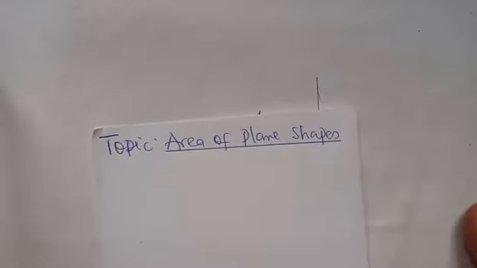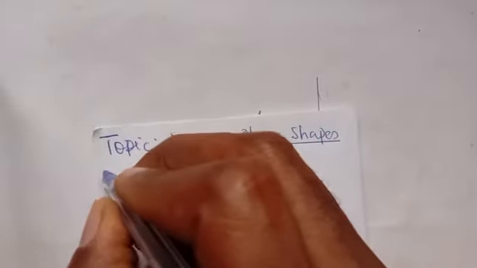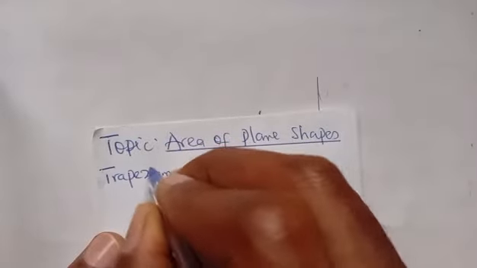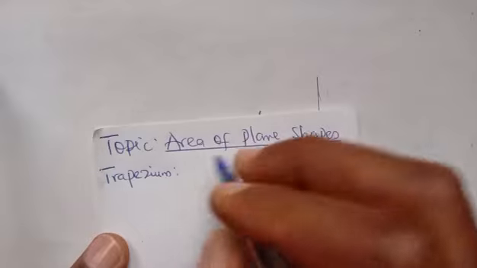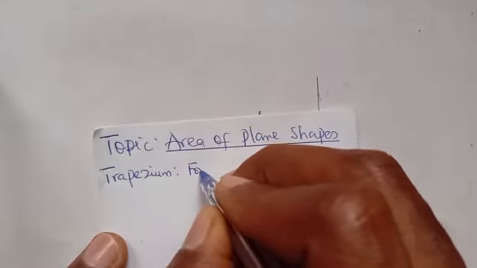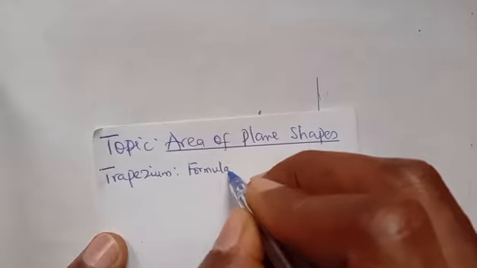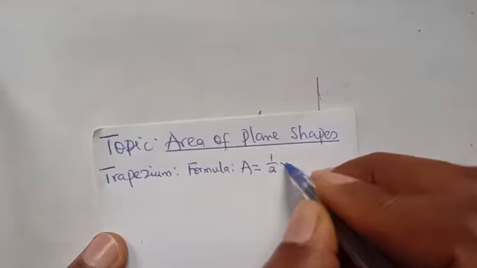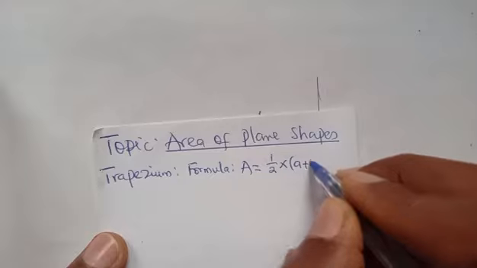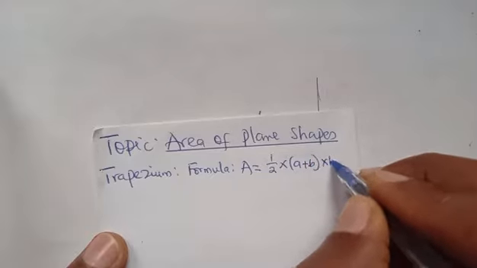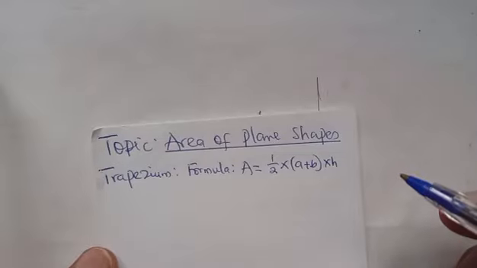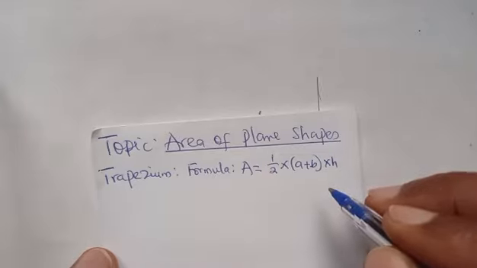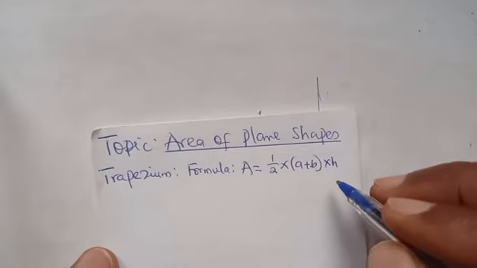Let's look at trapezium. All right, the formula says the area is equal to 1 over 2 times (A plus B) times H. All right, 1 over 2 multiplying the sum of A and B times H.